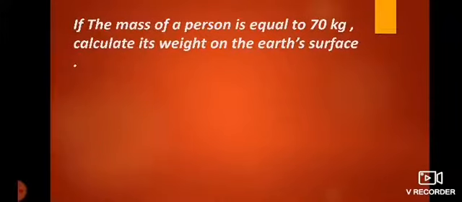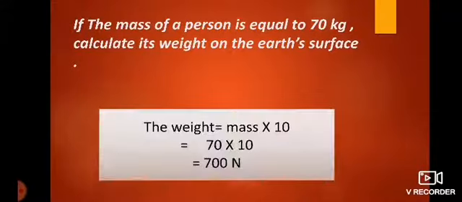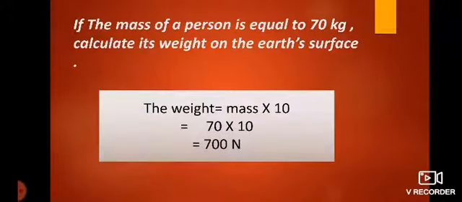Problem: if the mass of a person is equal to 70 kilogram, calculate its weight on the Earth's surface. I know that the weight equals mass times 10. So the mass is 70 times 10, equals 700 Newton.